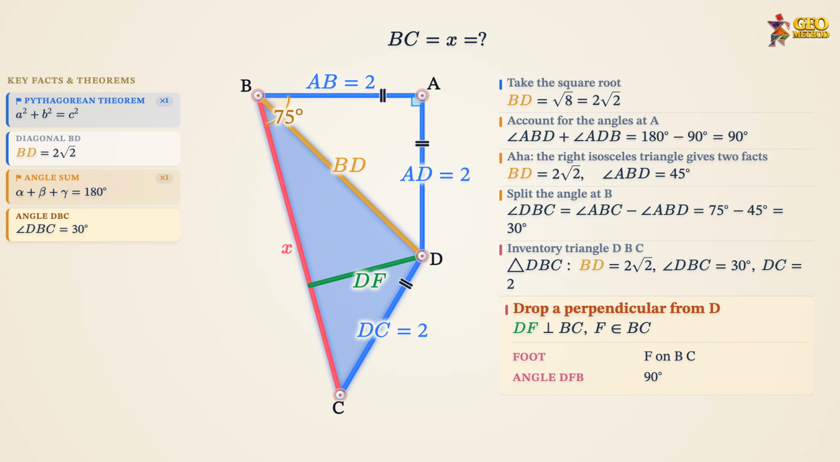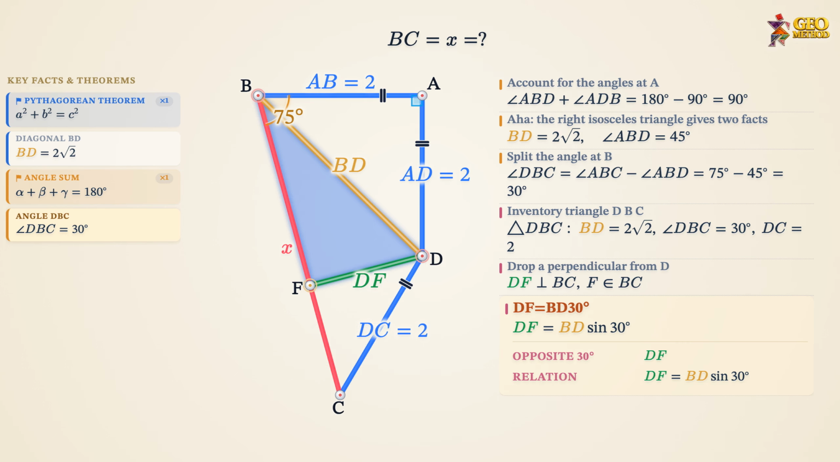In right triangle BDF, the height segment DF is the side opposite the 30-degree angle, and segment BD is the hypotenuse. So segment DF equals segment BD times the sine of 30 degrees. The sine of 30 degrees is 1/2, so segment DF is 2 root 2 times 1/2, which is the square root of 2. Hold on to this height. It also feeds the other right triangle.